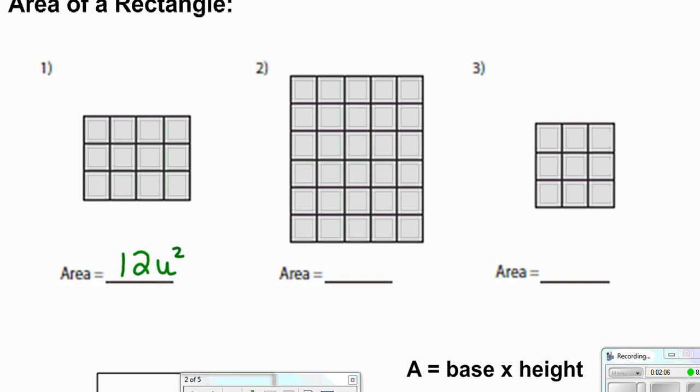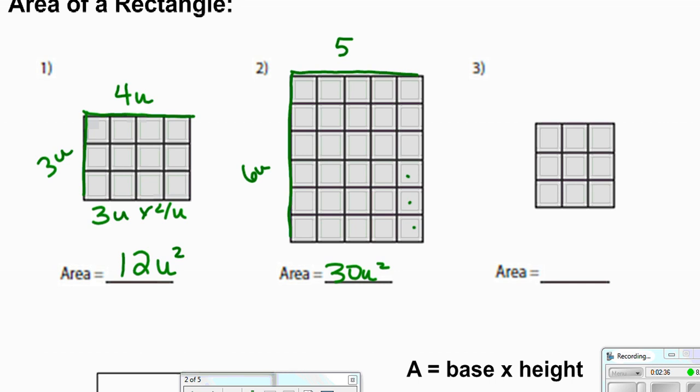Later on, we started to tell you, well, you can actually look at the side lengths. If you have 3 units by 4 units, 3 times 4, you get 12 units squared of area. If we look at the second shape, we counted 1, 2, 3, 4, 5, 10, 15, 20, 25, 30, an area of 30 units squared, or 6 units by 5 units. So 6 units by 5 units gives us 30 units squared.